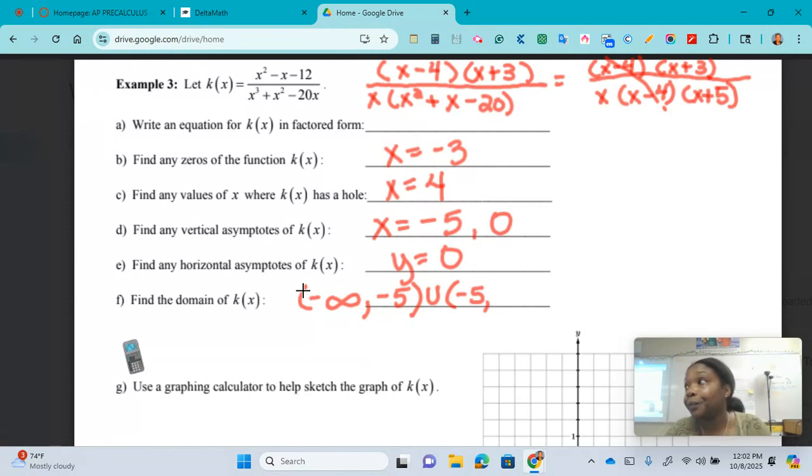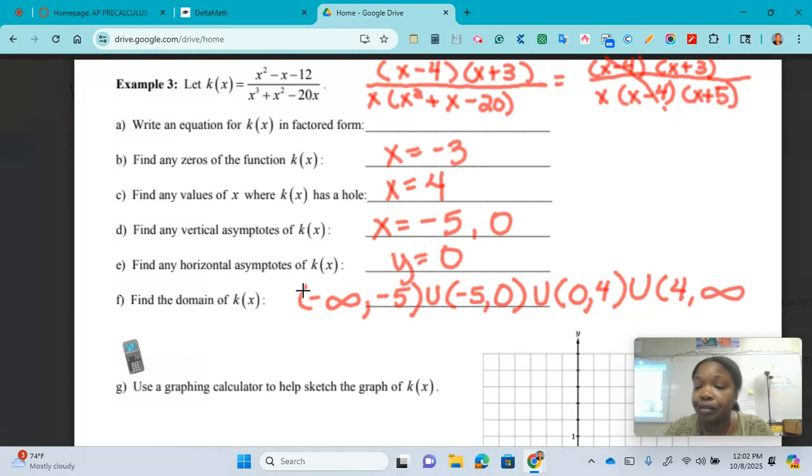Negative what? Negative 2? Negative 3 is a 0. To 0 for our next vertical asymptote, and from 0 to our hole at 4, and from 4 to infinity. Any questions?